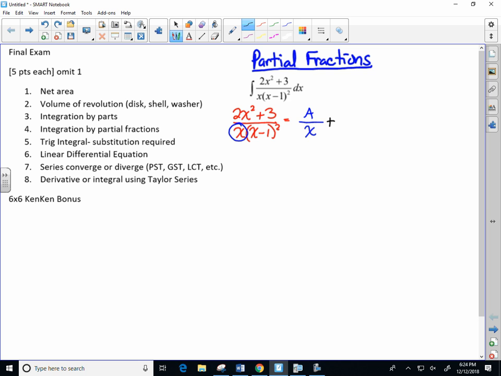Plus, I'm going to get a new, unique constant for the x minus 1 squared. But we have to bear in mind, because it's a power of 2 for that linear factor, we have to start off with the constant over the factor raised to the first power, and then a unique constant for the factor raised to the second power.